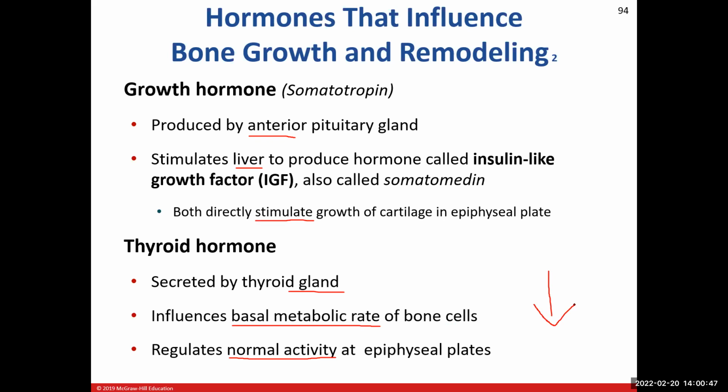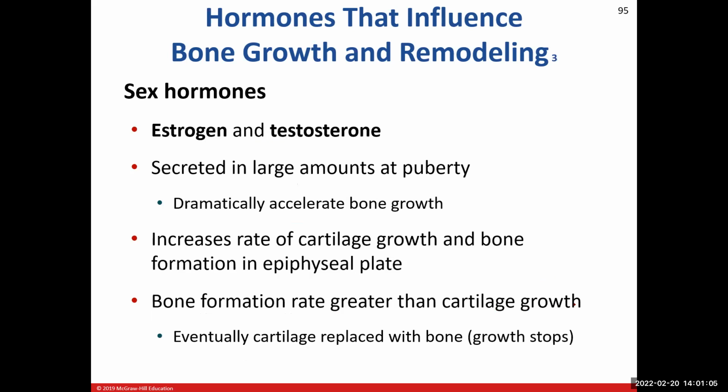So with normal, good levels of thyroid hormone, things are going to flow pretty smoothly. But if we decrease that thyroid hormone, then we're going to run into some problems and we're going to see a decrease in growth at the epiphyseal plates.